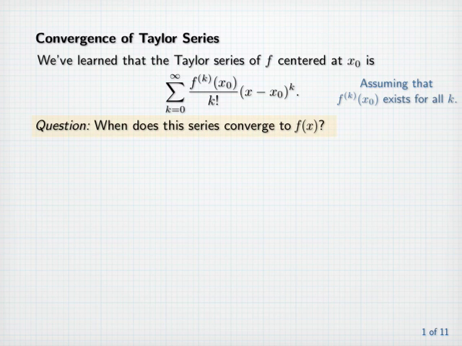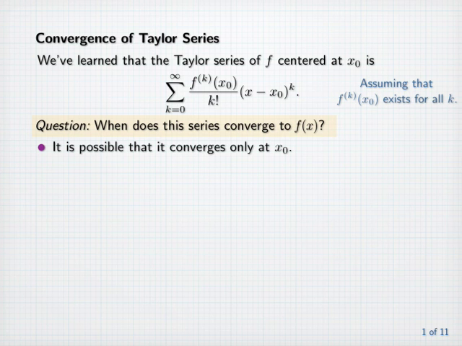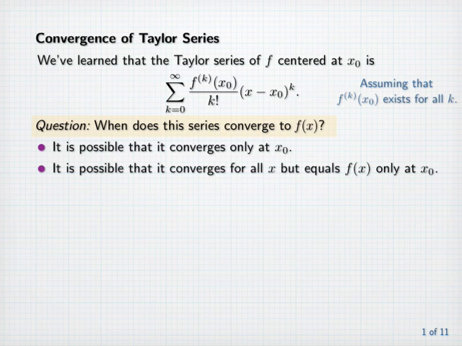In other words, what do we need to assume about the function f in order that the Taylor series of f actually represents f on an interval containing x0? This is a very important question because it is possible that the series converges only at x0. Also, it is possible that the series converges for all x, but equals f of x only at x0.